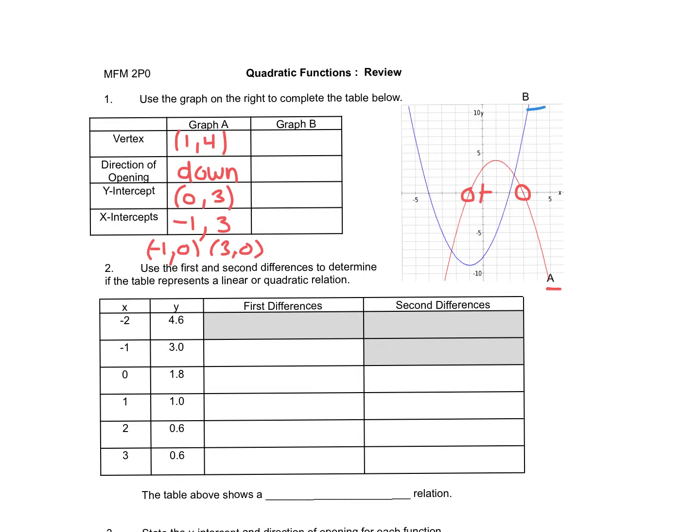If we're looking at graph B, its vertex is down here, so it's (-1, -9). It's opening up. It has a y-intercept of -8, so (0, -8). And it crosses the x-axis at -4 and 2. So again, those are just being able to read the parabolas right here.